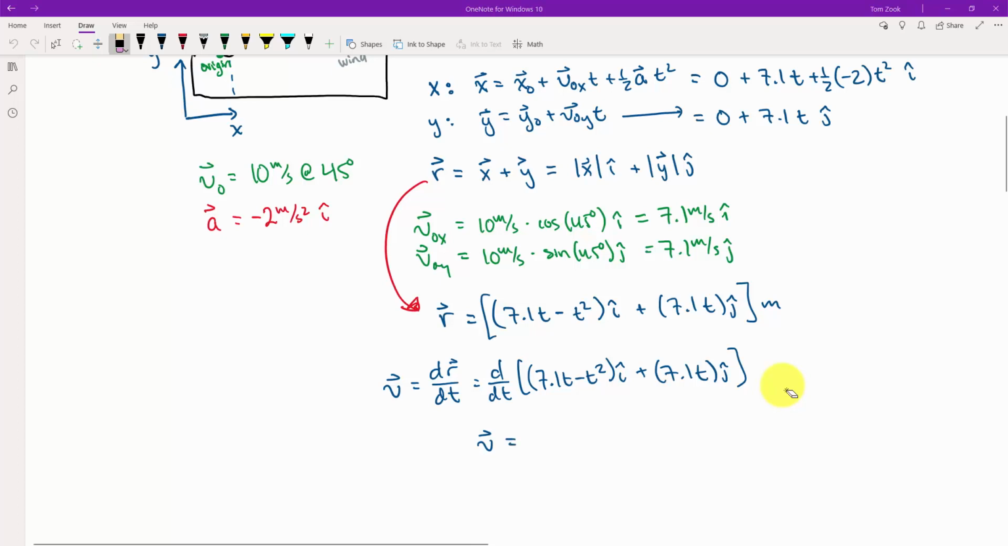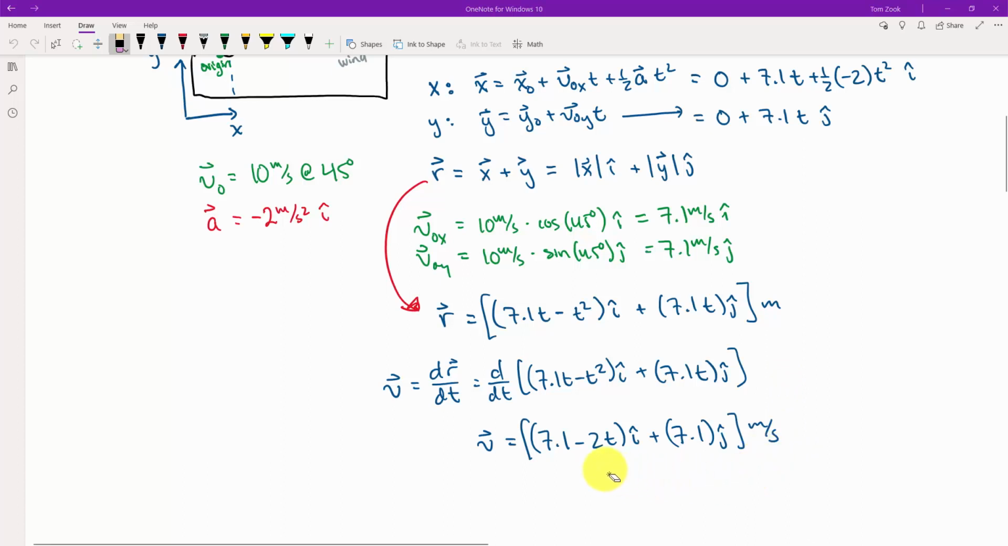Or in this case, I think it's a ball rolling on a tabletop. So we'd have 7.1 minus 2t in the i direction, plus 7.1 in the j direction. And the units for velocity are meters per second.